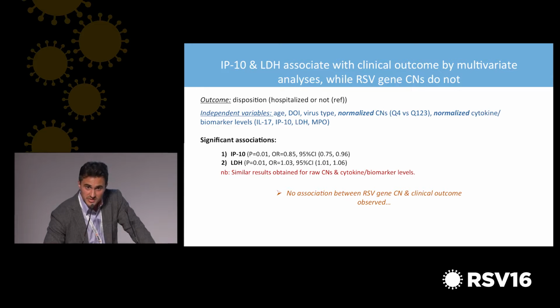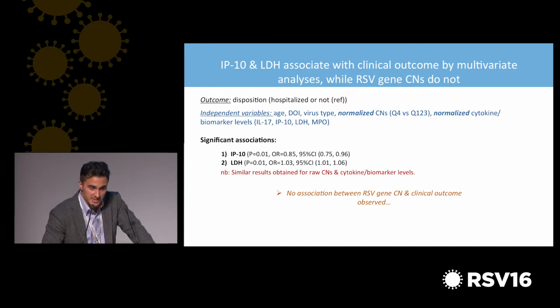So the next thing we did was turn to multivariate analyses to get a better idea of the determinants of disease severity in our patient cohort. And we used disposition as outcome, disposition from the emergency department, whether the kids were hospitalized or not, and the following independent variables: age of the child, duration of illness, virus type, whether it's RSV A or B, normalized copy numbers, and certain normalized cytokine biomarker levels.